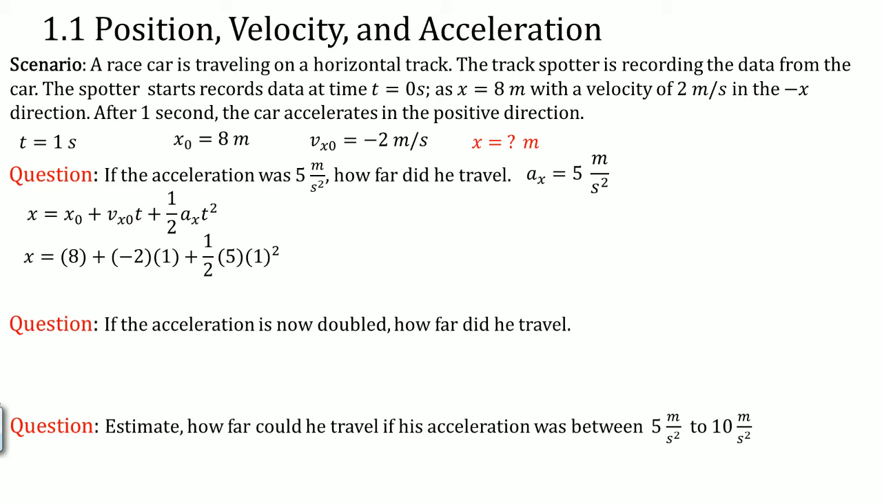Plug everything in. So 8 goes in for x naught, negative 2 goes in for vx naught, t is 1, and your acceleration in the x direction, ax, is 5. You now can chug and plug this in, giving you x is equal to 8.5 meters.